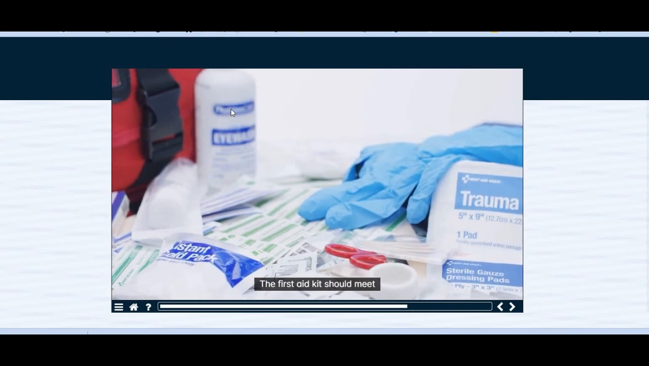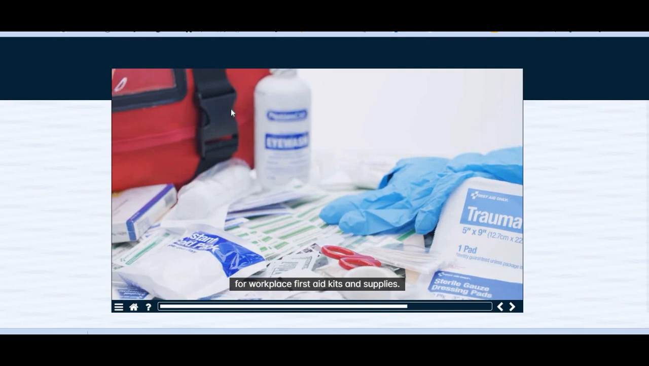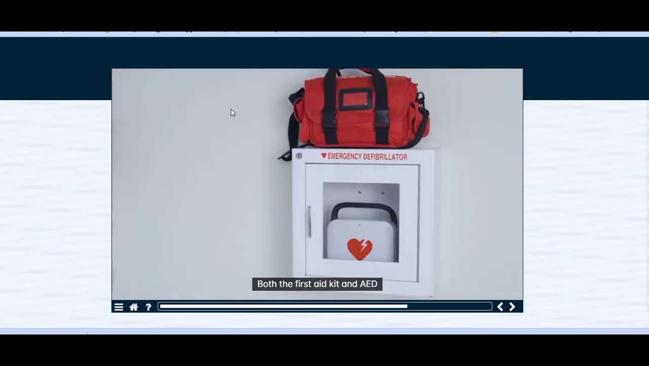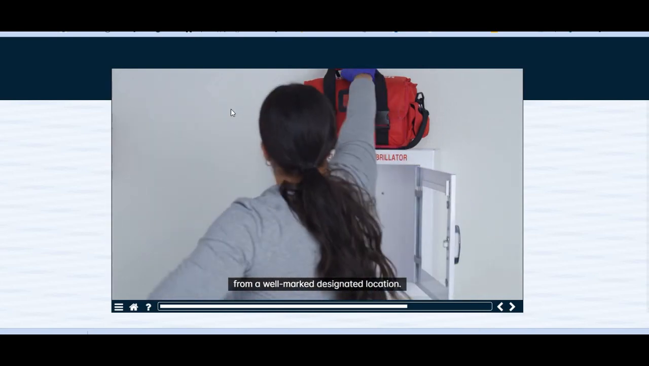The first aid kit should meet or exceed the minimum requirements for workplace first aid kits and supplies. Both the first aid kit and AED should be able to be obtained quickly and easily from a well-marked, designated location.